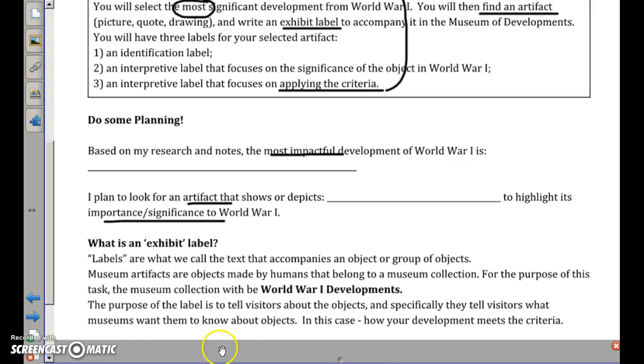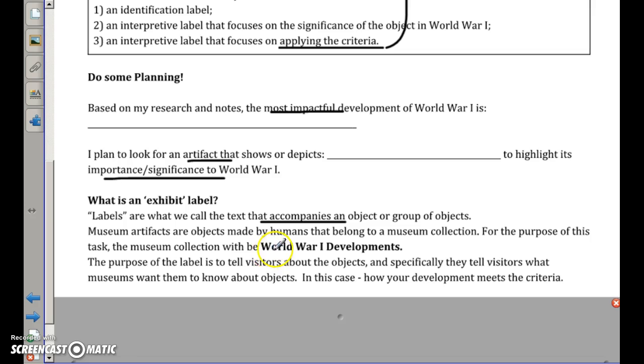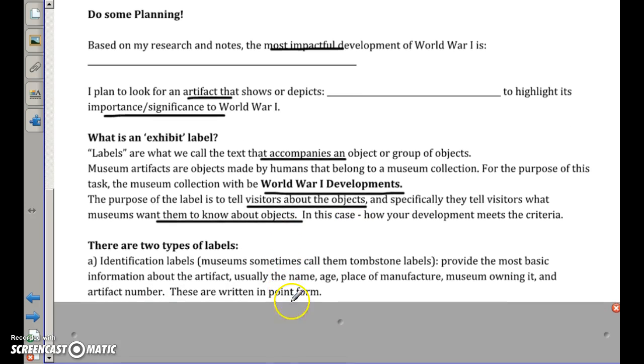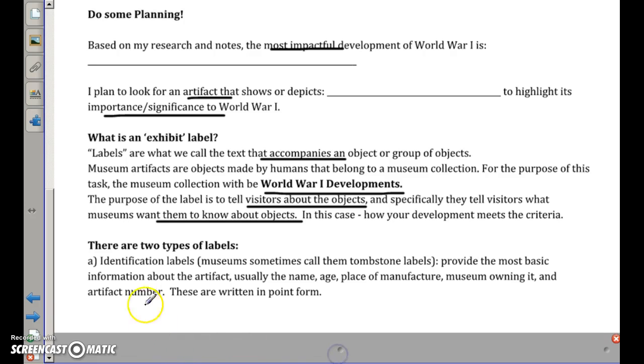So the first step is that you have to do an exhibit label. This is something that's going to go along with the object or group of objects that you've gotten, your artifacts. And the purpose of this whole thing is that it's going to go in the World War I Developments Museum, right? So this is going to tell visitors about the object. It's what do we want them to know. So in this case, how your development meets the criteria. So if loss of life is one of them, then talk about that kind of thing.